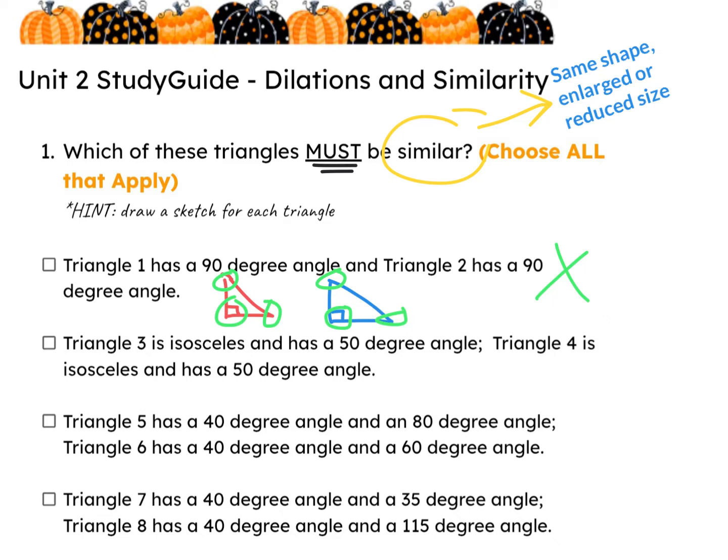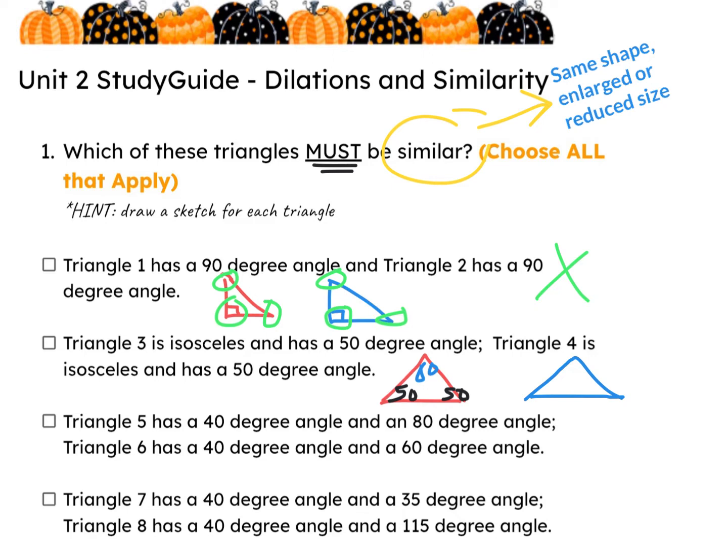Question number 2. Triangle 3 is isosceles and has a 50-degree angle. And triangle 4 is isosceles and has a 50-degree angle. Isosceles means that two angle measures are the same. So let me draw two triangles. It says that it has at least one 50-degree angle. So if I made this first triangle with a 50-degree angle, and all three have to add up to 180, that's 100, so this would be 80 right here.